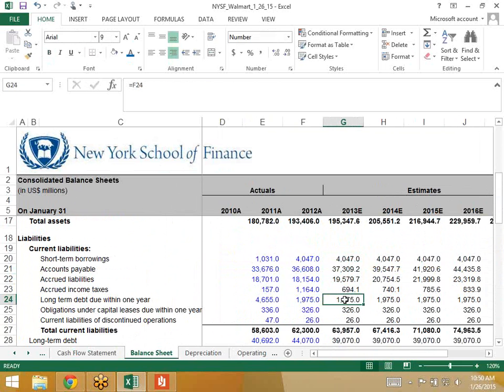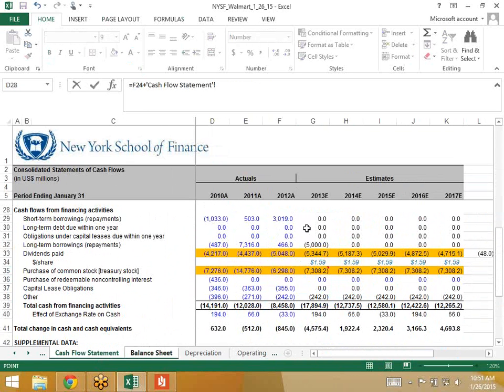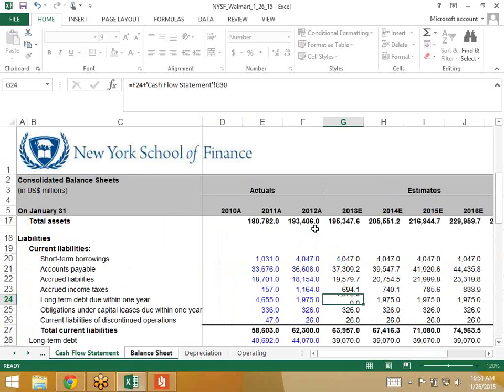So right now, G24 equals F24. We need to add to this plus cash flow statement, the long-term debt due within 1 year, G30. So we need to make sure that that cash flow statement is flowing properly into the balance sheet. Copy that to the right.